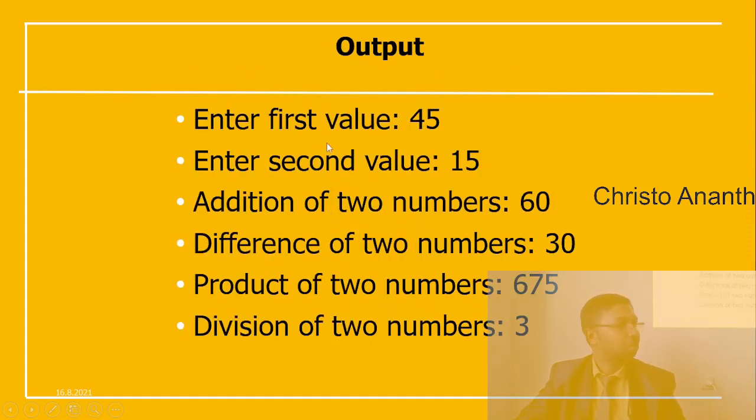In the output you will see enter first value 45, enter second value 15. So addition of two numbers, 45 plus 15, is 60. Then difference of two numbers, 45 minus 15, is 30. Product of two numbers, 45 multiplied by 15, is 675. Division of two numbers, 45 divided by 15, is 3. So that is where you will get the output.